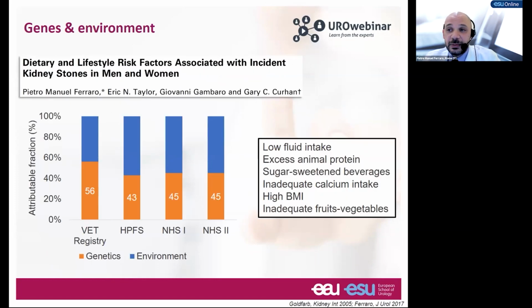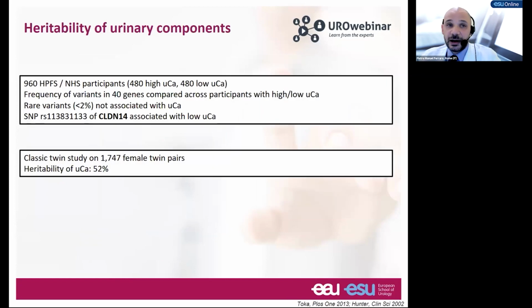Interestingly, these data are similar to those found in 3 large cohorts from the US, the Health Professionals Follow-Up Study and the Nurses Health Study 1 and 2, in which we looked at the residual risk of having a stone after removing the effect of known environmental factors such as low fluid intake, animal protein, sugar sweetened beverages, inadequate calcium intake, high BMI, and inadequate intake of fruits and vegetables. We ended up with about 45% risk not explained by these variables that could be attributed to genetics indirectly.